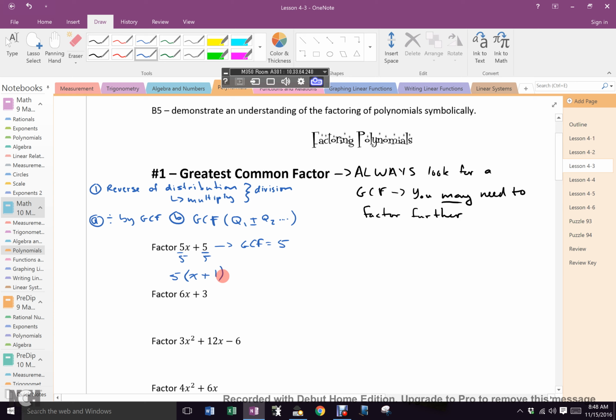Now, how do you check and make sure you've done it right? You distribute 5x, 5 times 1 is 5, 5x plus 5. It works. Okay? That's the step that people don't take.